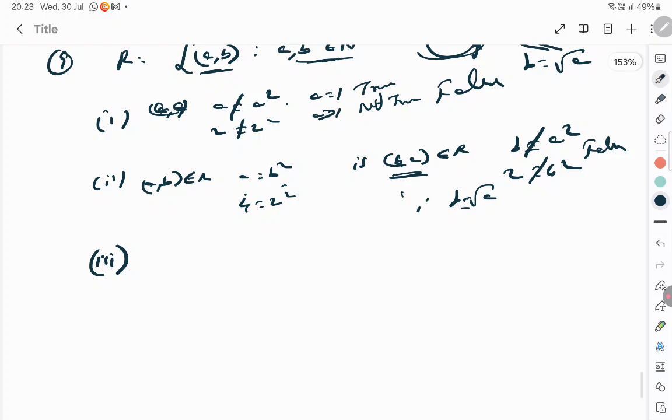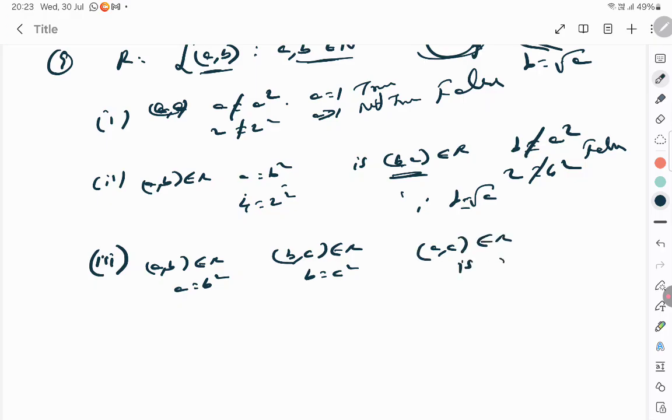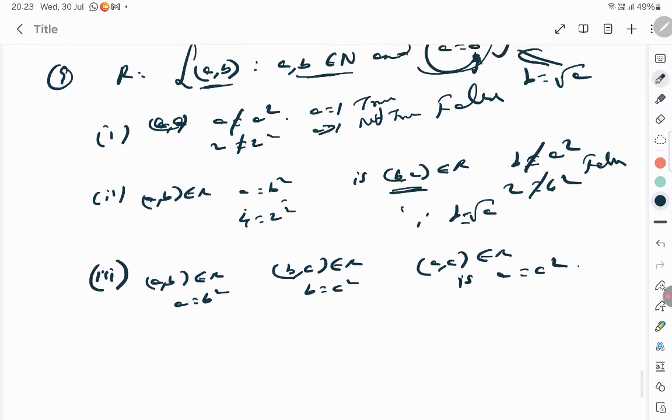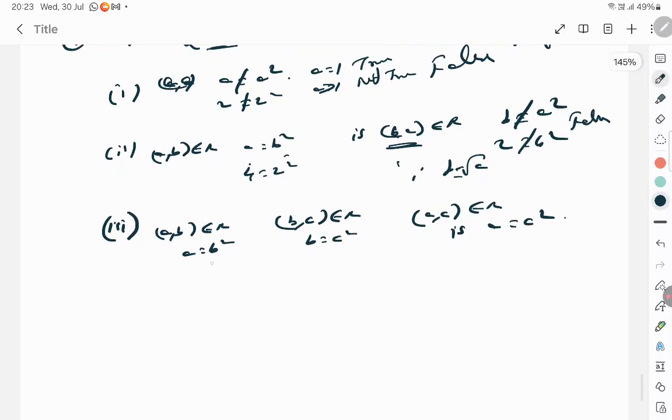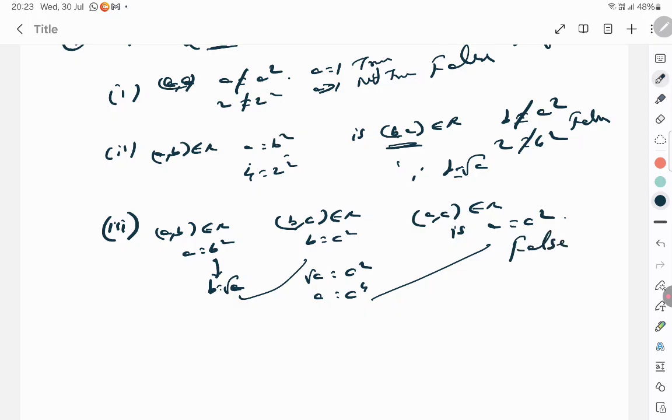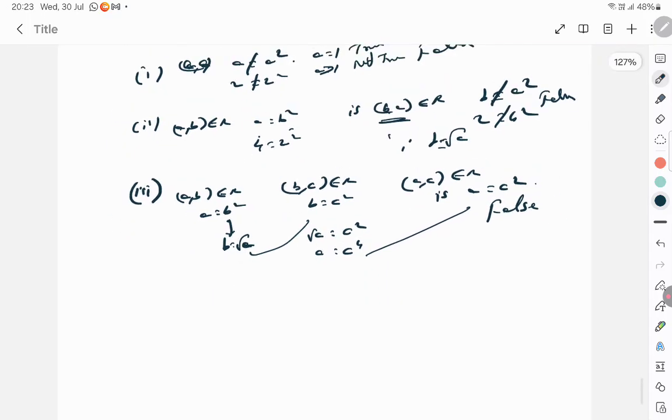So third one, (a, b) is an element of R has been given because a is equal to b square. (b, c) is an element of R has been given because b is equal to c square. Is (a, c) an element of R? Is a equal to c square? Just see from this, what do you know? You know b is equal to root a. Substitute it here. Root a is equal to c square. Square it. c to the power 4. So therefore it's false. Justify it like this. Okay, so let's go to 10th question.